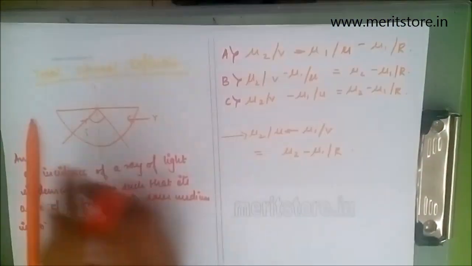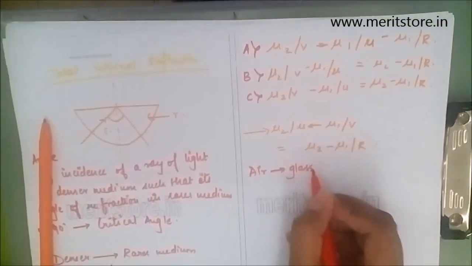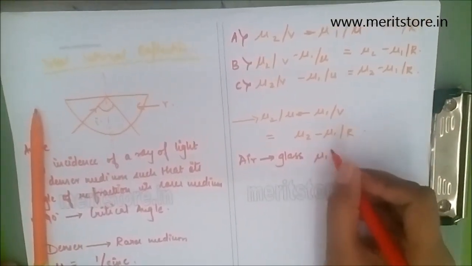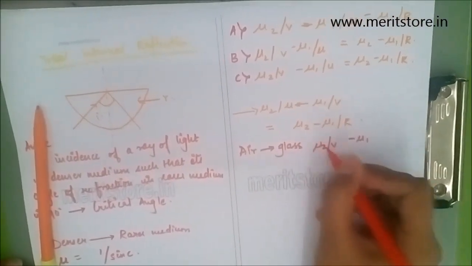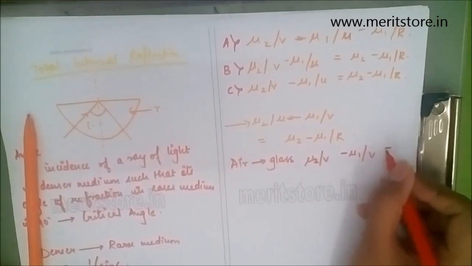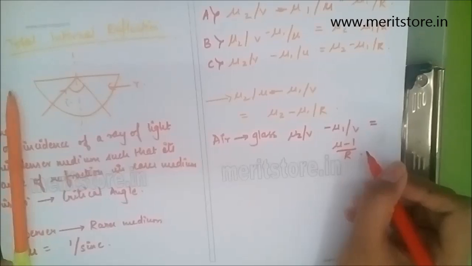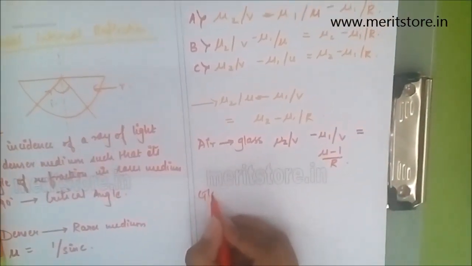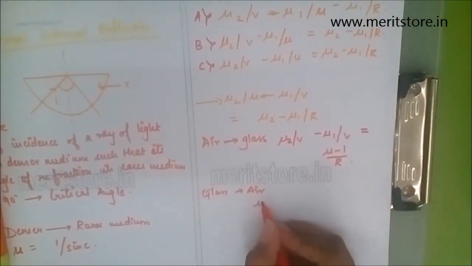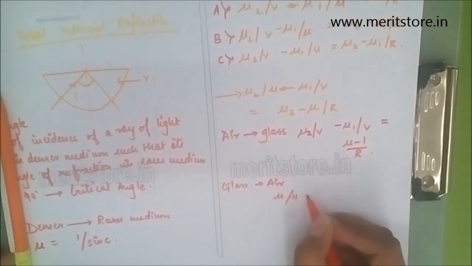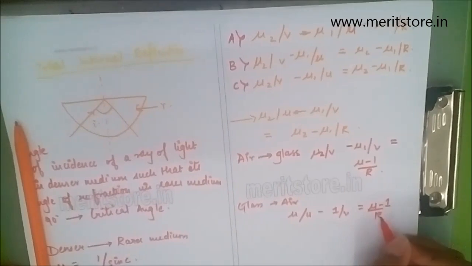Now the light travelling from air to glass is given as mu1 upon V minus mu2 upon V minus mu1 upon V, which is equal to mu1 minus 1 divided by R. The light travelling from glass to air is given as mu upon U minus 1 upon V, which is equal to mu minus 1 upon R.